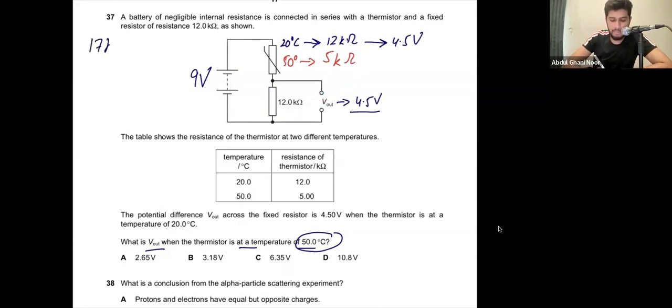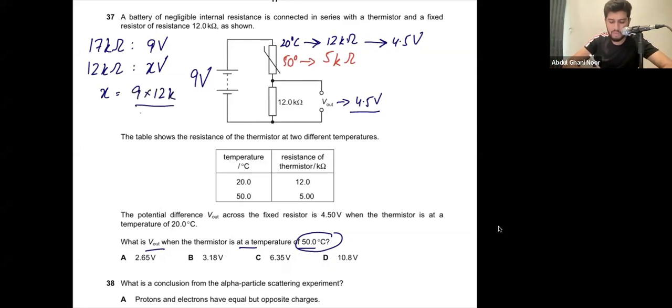17. So the combined 17 kilo ohms get 9 volts. How much does the 12 kilo ohm resistor get? X volts. You cross multiply. X is equal to 9 into 12 kilo upon 17 kilo. The kilos cancel out. 9 into 12 divided by 17 is 6.35. X is equal to 6.35.